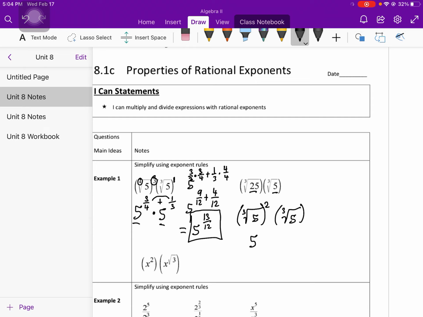So this one's going to be 5 to the 2/3 times 5 to the 1/3. And then when you add those exponents, 1/3 plus 2/3, they already have the same denominator. We get 3/3, and 3/3 is the same as 1, so we just get 5.